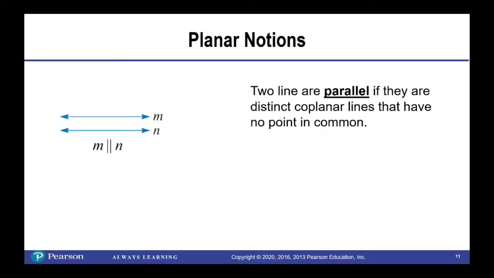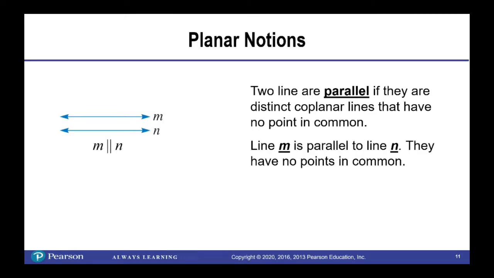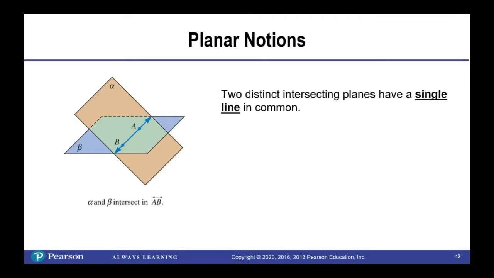2 lines are parallel if they are distinct coplanar lines and they have no point in common. In other words, lines are parallel if they don't intersect and they lie in the same plane. Notice on the left of your screen the notation that we use to represent parallel lines. Here, line M is parallel to line N. They lie on the same plane, our screen in this case, and they have no points in common. Two planes intersect in a single line, as you see in the left of your screen. Here, planes alpha and beta intersect in line AB.